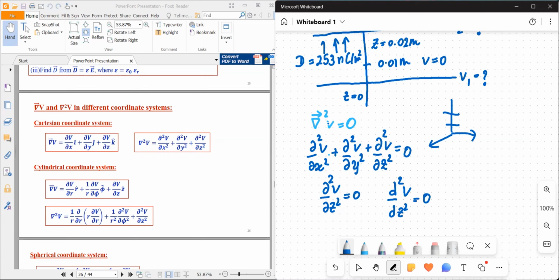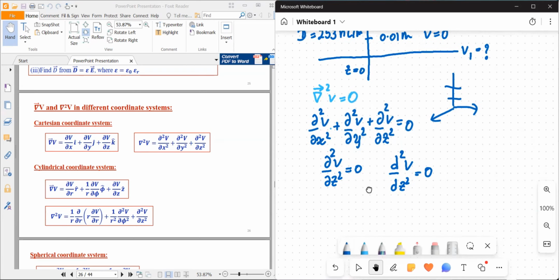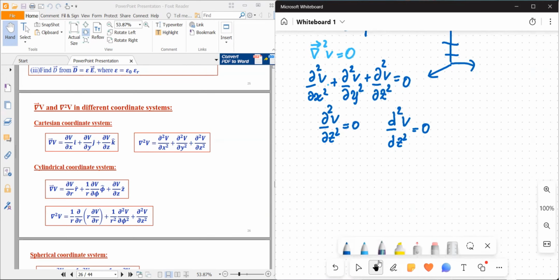Now, how can we calculate the value of V? What can we do to calculate the value of V? Anyone? So we can integrate this equation to calculate the value of V. So first I will integrate both sides by z.